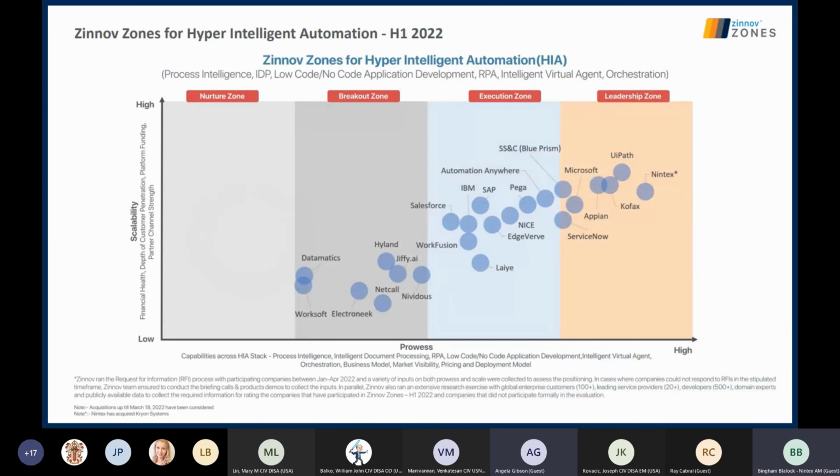I thought it would be pretty interesting to add. In regards to hyper intelligent automation, that's all that Nintex does. We only focus on making you successful as fast as possible, only automation. And because we only focus on automation, we're absolute leaders.